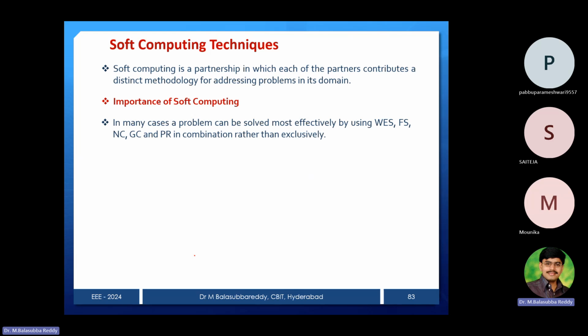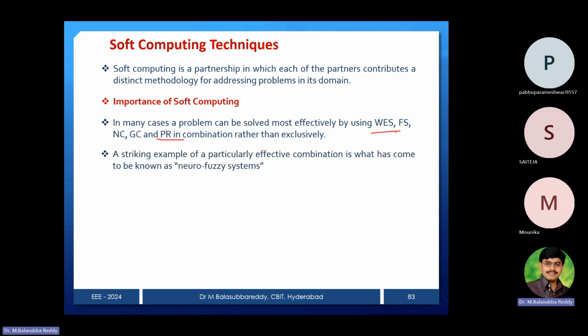Importance of soft computing techniques: as I mentioned, I showed you the different algorithms in the previous slide. Some algorithms can work individually, or some can work together also. A striking example of a particularly effective combination is what has come to be known as neuro-fuzzy systems. In this combination, you can see fuzzy systems as well as neural systems used together. That is what I call hybrid algorithms.